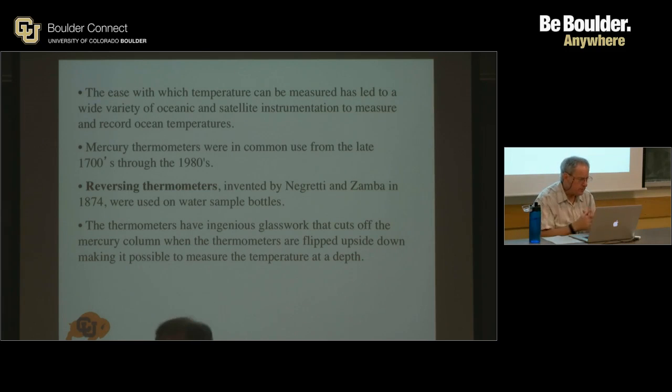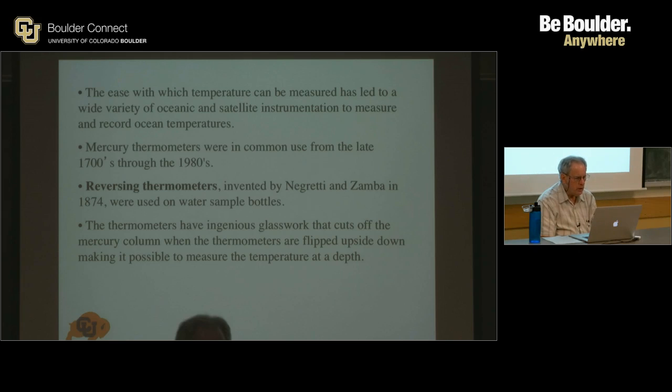When we talked about the Challenger expedition, they didn't have any way of measuring the temperature at the bottom, so they used what were called min-max thermometers. It could measure the minimum temperature and the maximum temperature, but you couldn't tell for sure where that occurred. So everybody wanted to be able to trap the temperature.